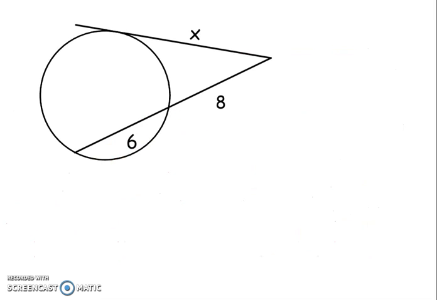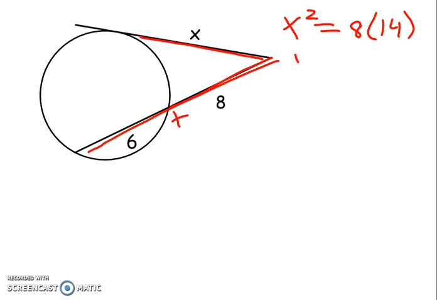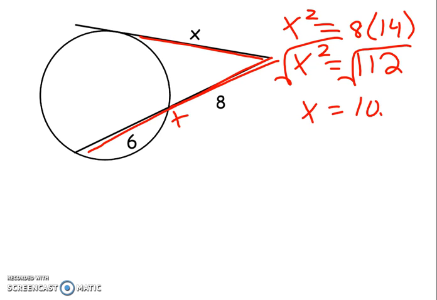All right, for this one, our tangent is x squared. Our outside part is 8. Our whole thing is 6 plus 8, so 14. So x squared equals 112. We're going to take the square root of that. So x equals 10.58.